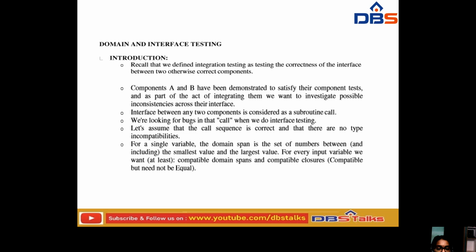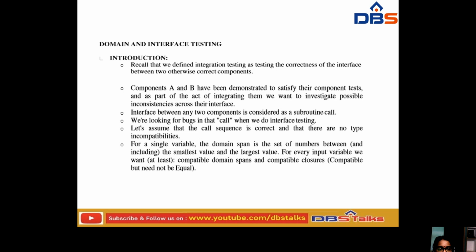Suppose the interface between any two components is considered as a subroutine call, then we need not consider it as a component. Why? Because in testing, each and every task will be considered as a component. Suppose one is component A and another is component B. These two components have been demonstrated to satisfy their component tests, and as part of the act of integrating them, we want to investigate the possible inconsistencies across their interface. The interface between any two components is considered as a subroutine call.